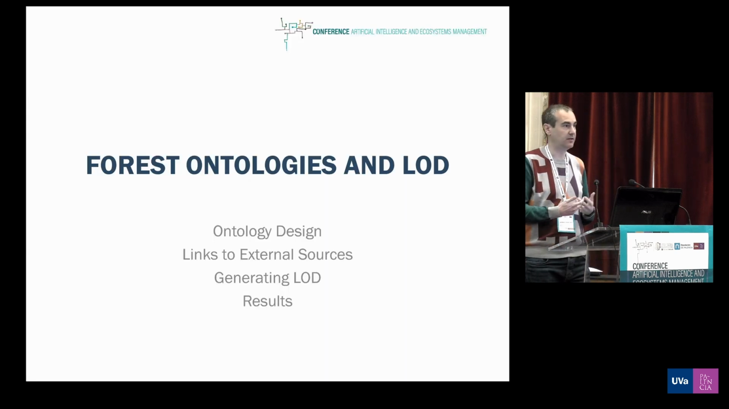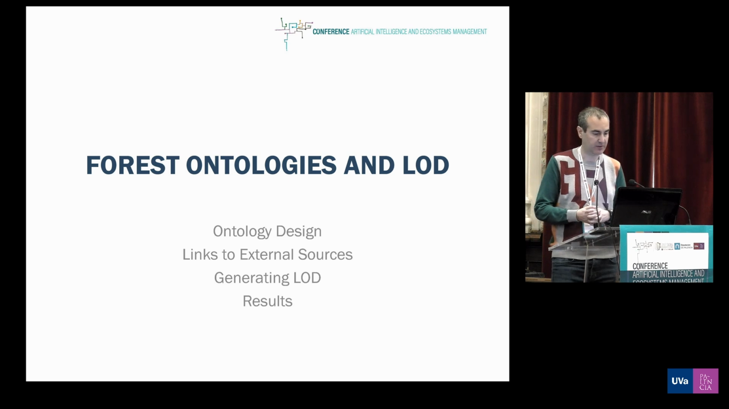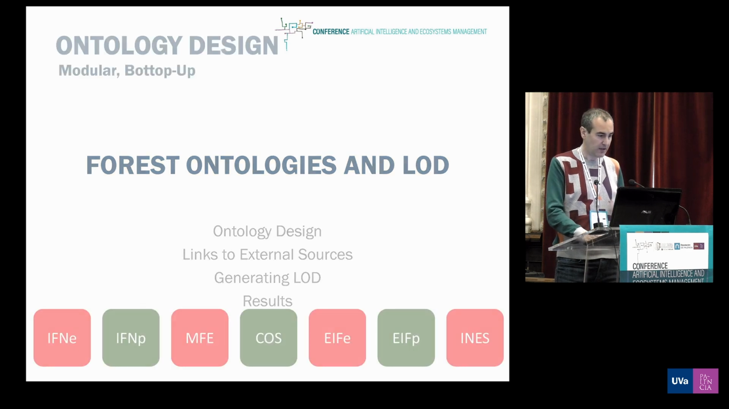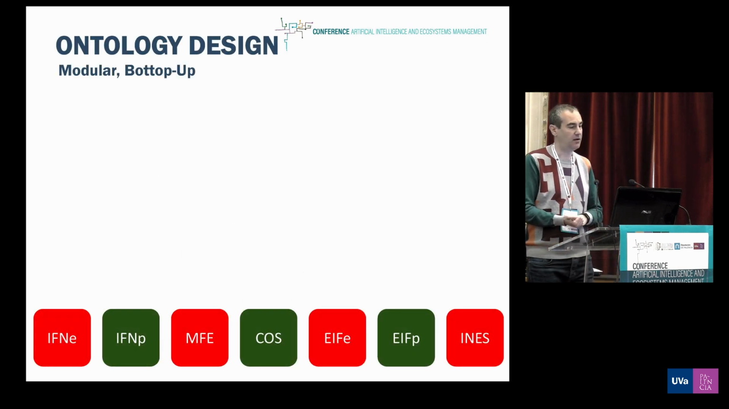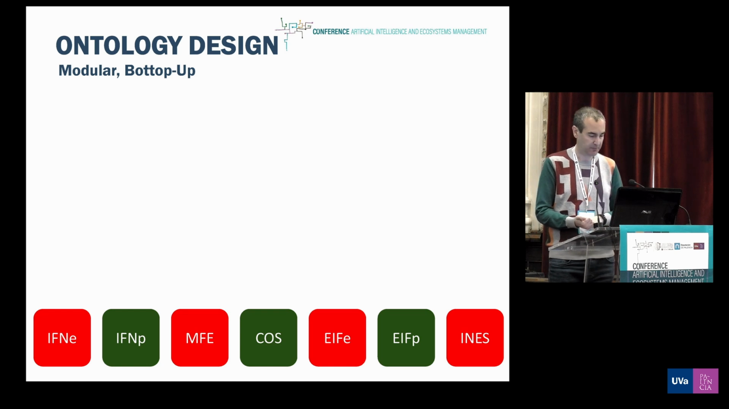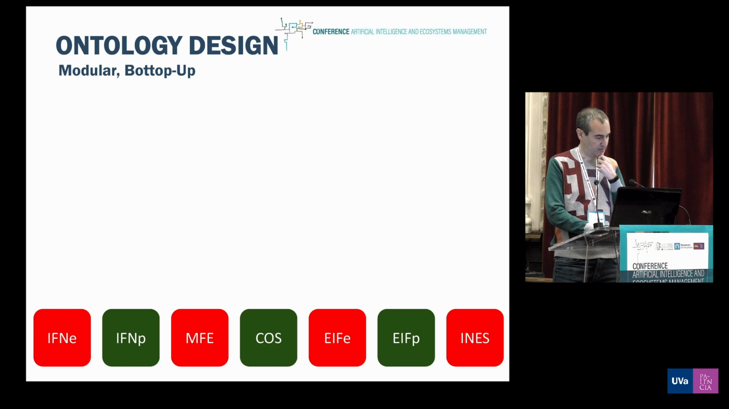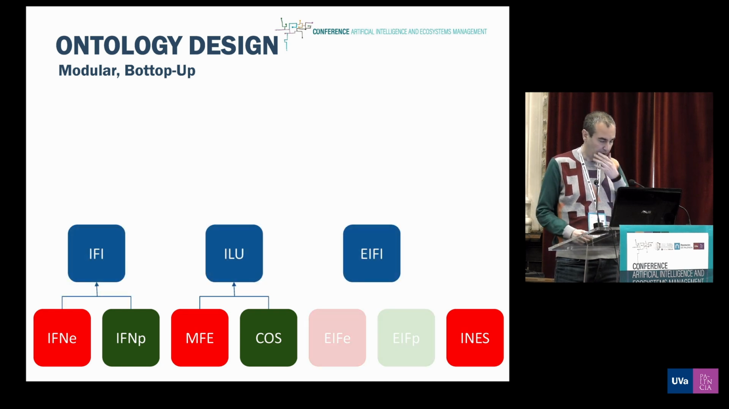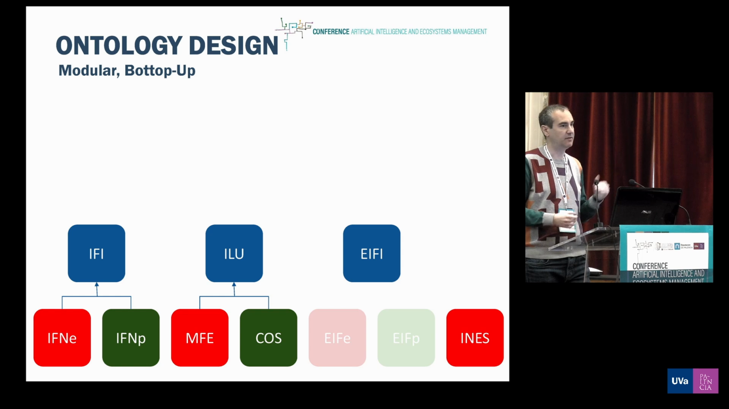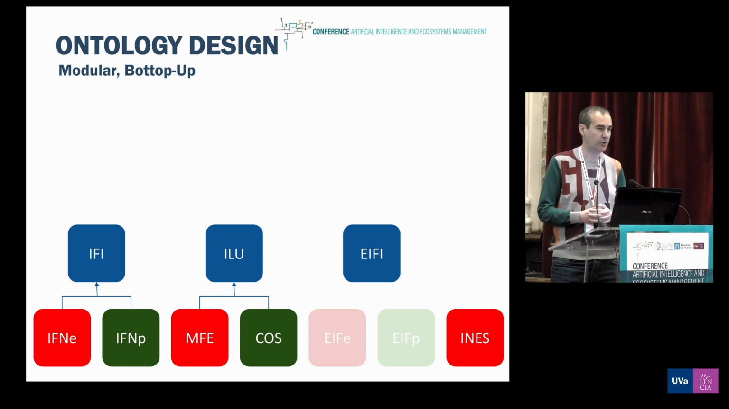So using this technology, we developed the technologies, the ontologies and the data. What we did was a modular bottom-up design. In red you have the data sets for Spain, and in green for Portugal, grouped by type. For each of them, we created an ontology to describe the elements. And after, we created an upper level of ontology that described the common elements among them.